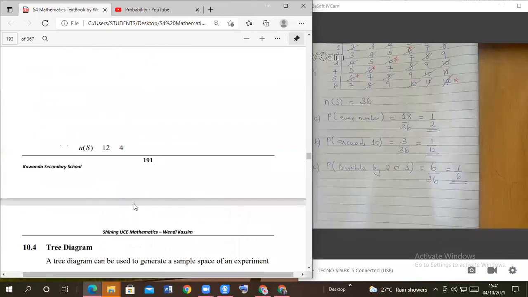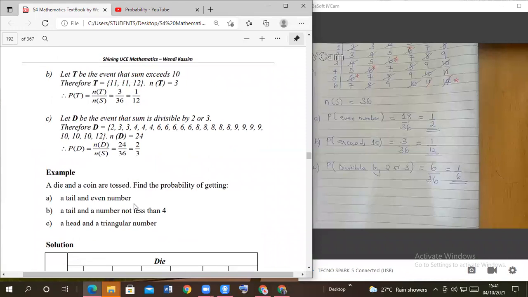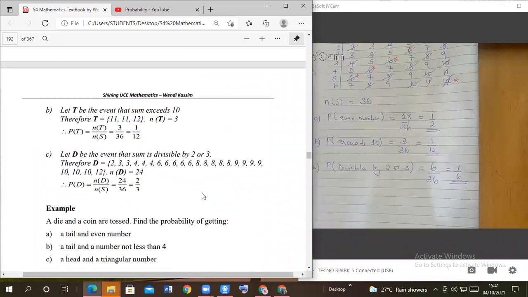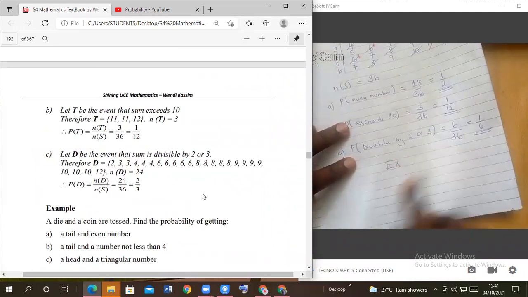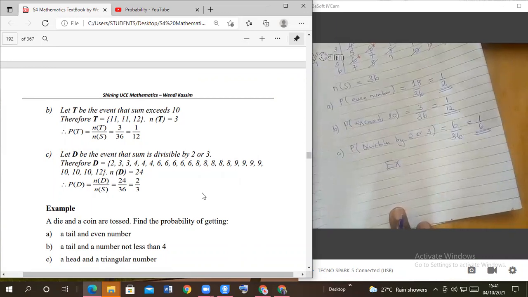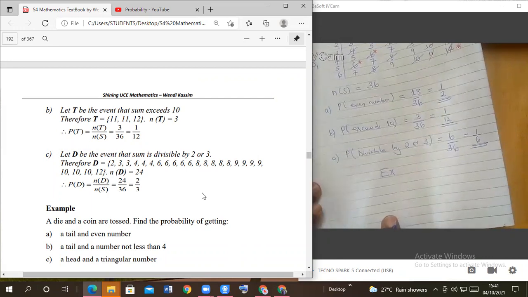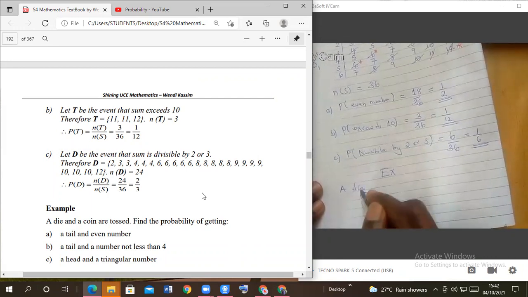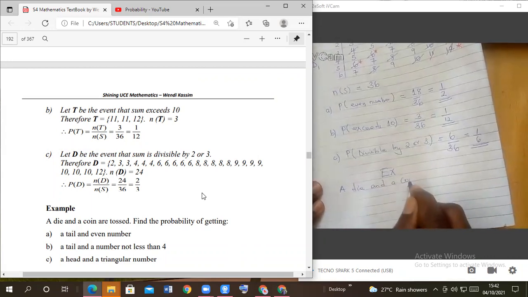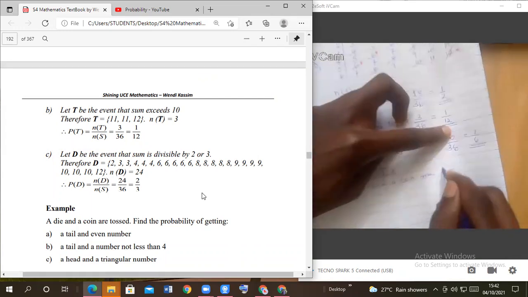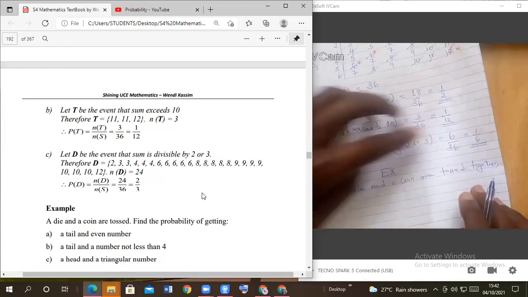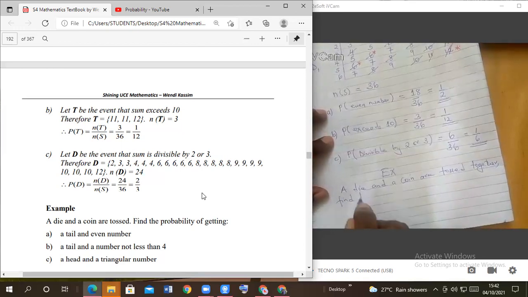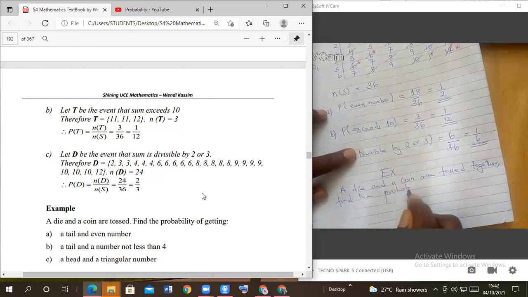Now, exercise. Members? Yes, teacher. Write this question down. This is your exercise. Okay. Now, this time you have a dial and a coin. They're saying a dial and a coin are tossed together. Find the probability.